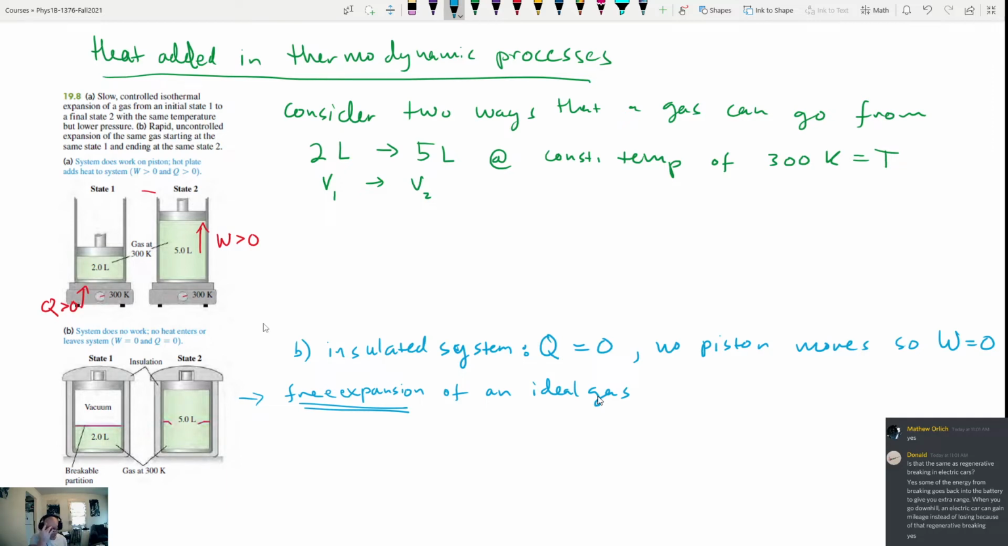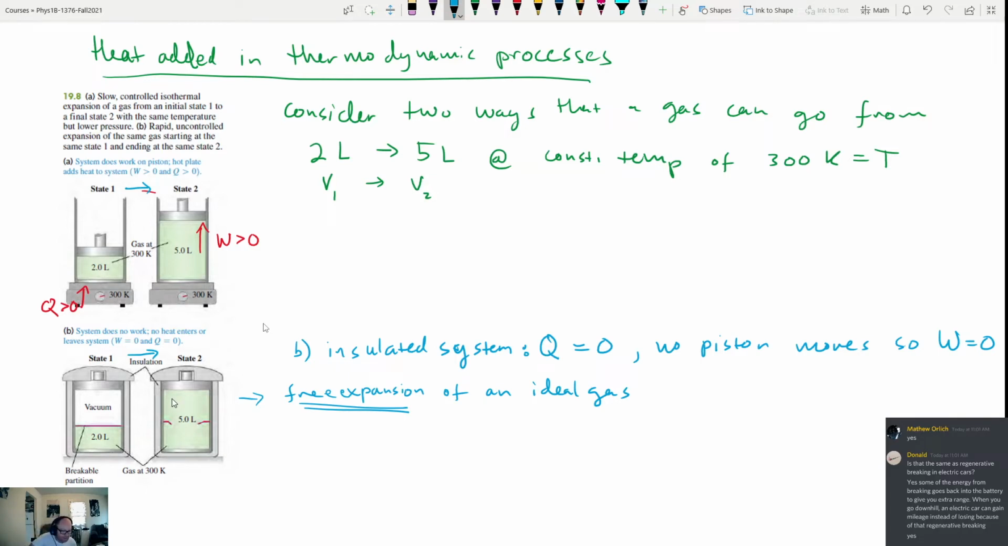So what do we take away from this? We have 2 different paths that take us from state 1 to state 2. One of them is a very controlled and slow expansion that occurs in the first one. The second is a very rapid and almost instantaneous expansion, or rapid and uncontrolled, as they say. But we end up in the same state in both cases. In one case, we've added energy to the system, and the system has done work. In the other case, we haven't added any energy, and the system hasn't done any work, right?